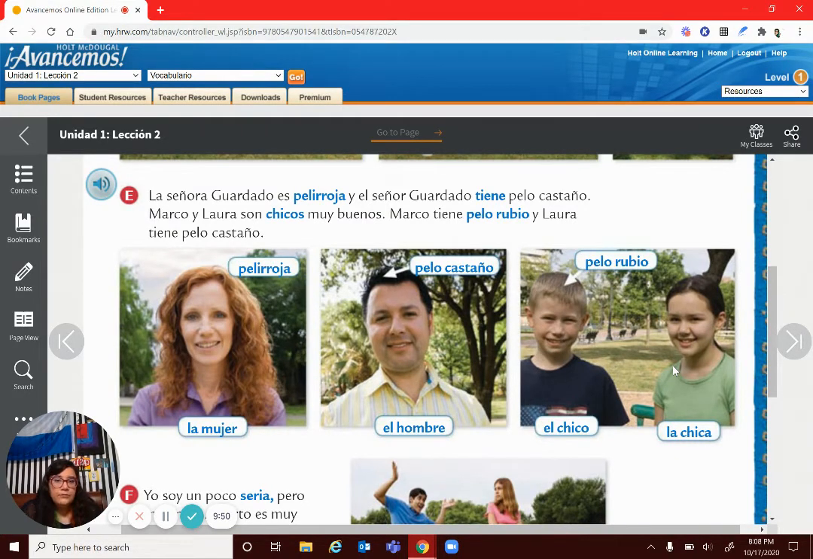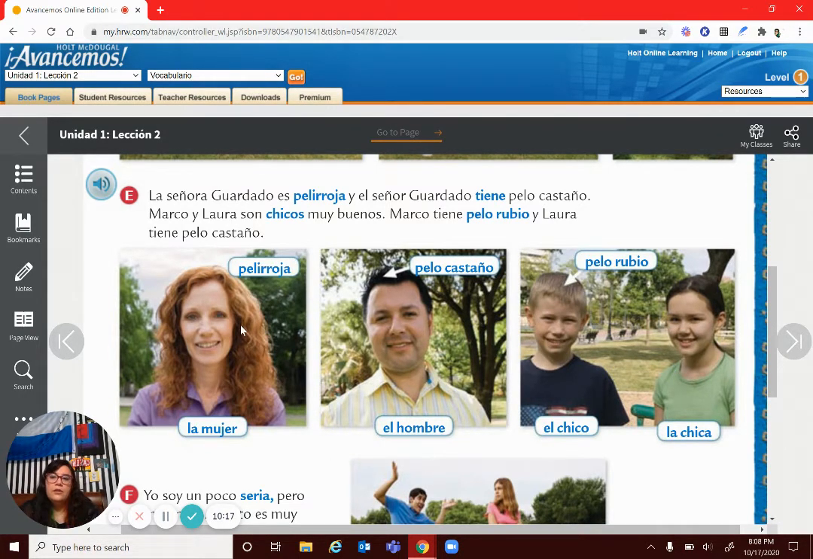Marco y Laura, so the two kids, the third picture, son chicos. They're kids. They're the kids of this family. Son buenos, they're good kids. Marco, the boy, tiene pelo rubio. He has blonde hair. Y Laura, the girl, the chica in this case, tiene pelo castaño. She has dark hair, just like her dad. So you have even their categories technically underneath them.